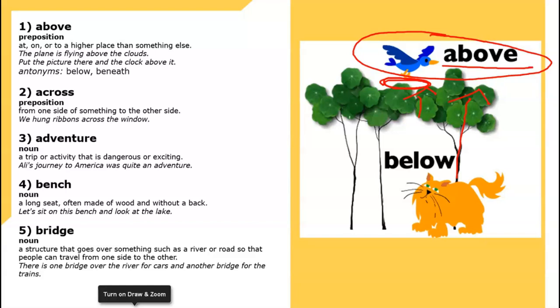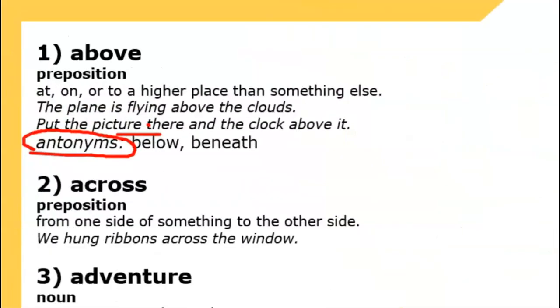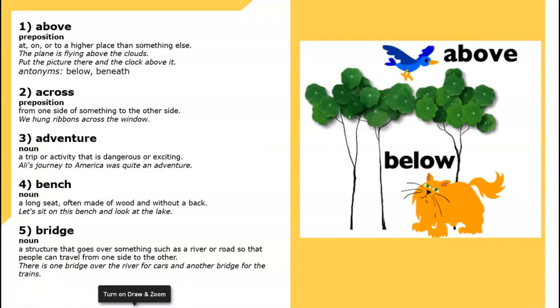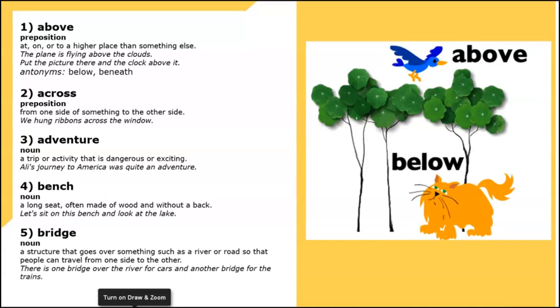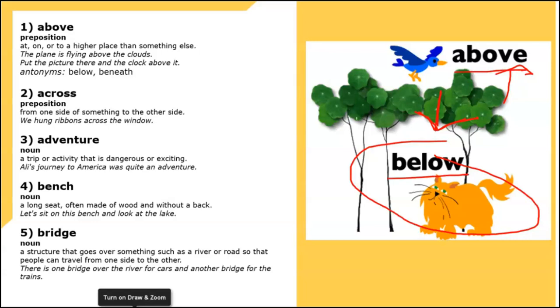And you can also find here antonyms. Antonym is the word that means the opposite. So here we have below. Below is the antonym of above. And you can see here that the cat is below the bird and below the trees. If above means higher, then the opposite is something that is lower. So we can use these words above and below.